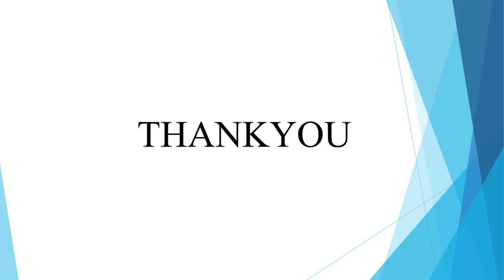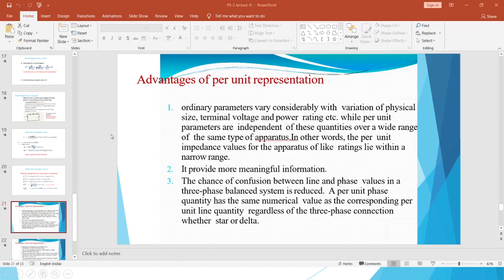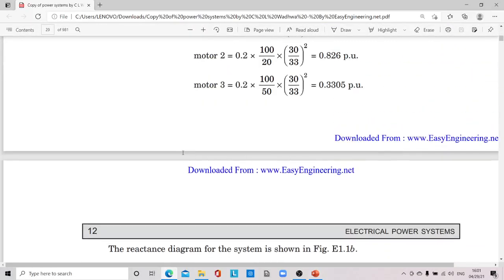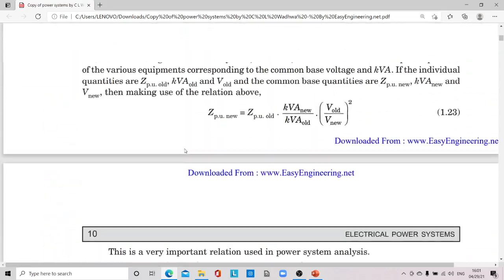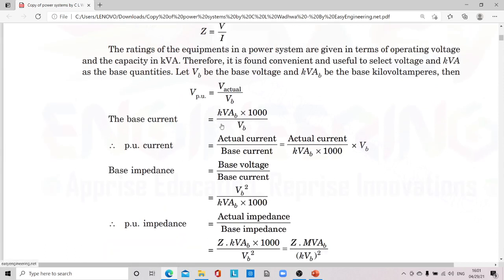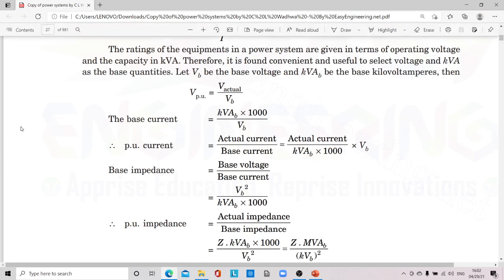Base current is kVAB into 1000 by VB. Per unit current is actual current by base current, that is actual current by kVAB into 1000 by VB. Base impedance is base voltage by base current, that is VB square by kVAB into 1000, and per unit impedance is actual impedance by base impedance, that is Z into kVAB into 1000 by VB square, which is equal to Z into MVAB by kVB square.